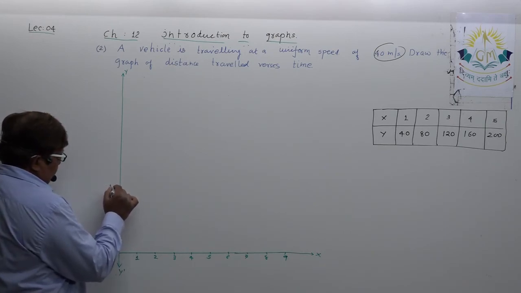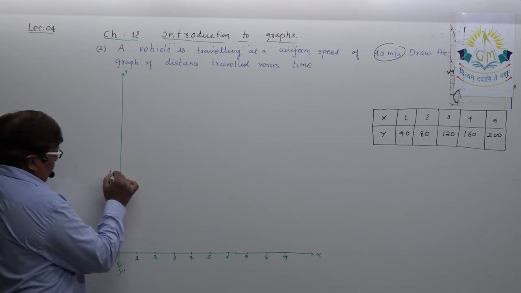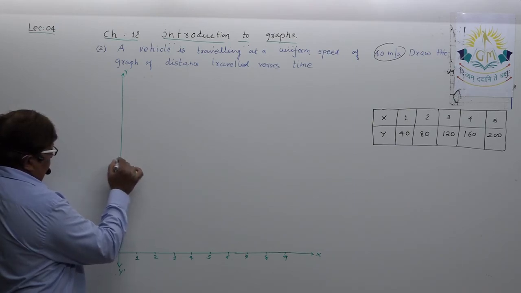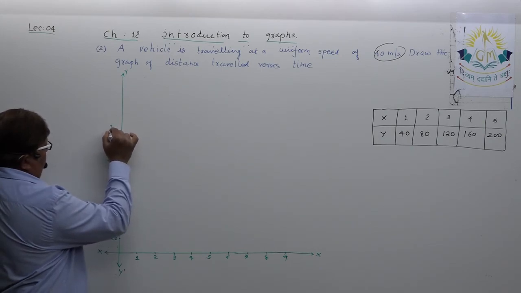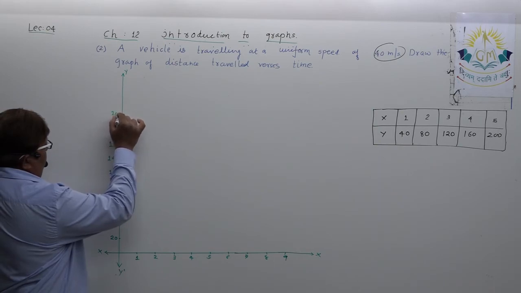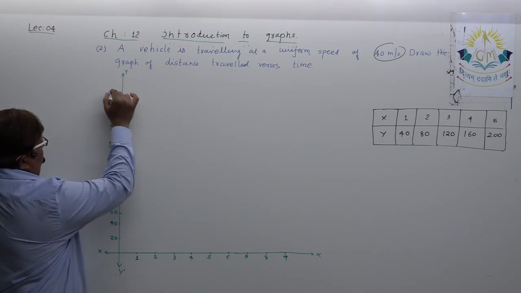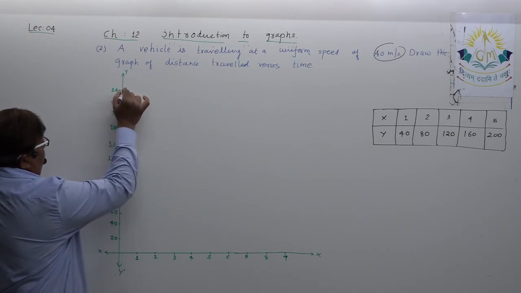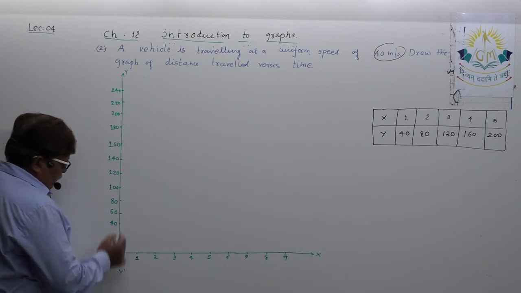Here 100. Then 120. Okay. 140, 160, 180, 200, 220, 240 up to the end, and this is origin.